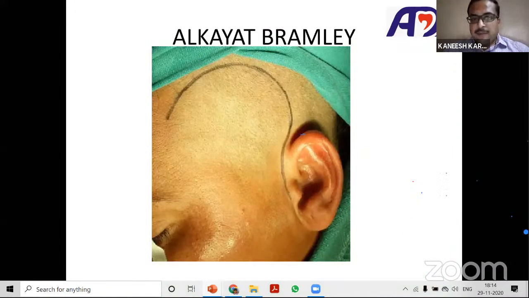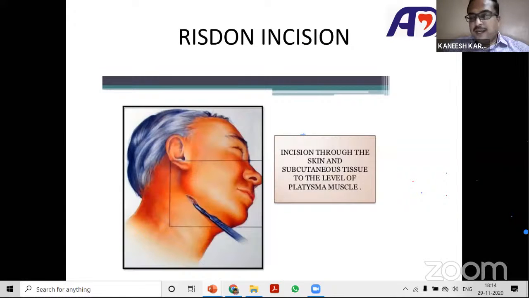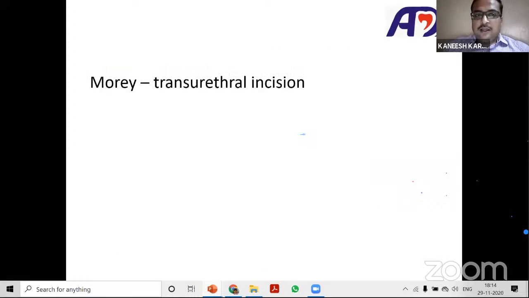This is the Al-Kayat-Bramley incision. This is a preauricular incision extended in the form of a question mark. This is used in treatment of TMJ ankylosis. Risdon incision is a submandibular incision used to approach the angle or the condyle. Morris is a transcutaneous incision. I'm explaining about the other options in that question.